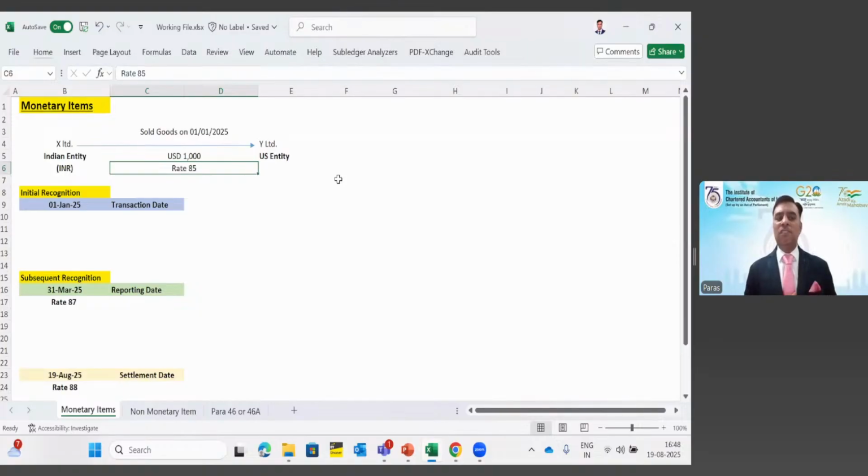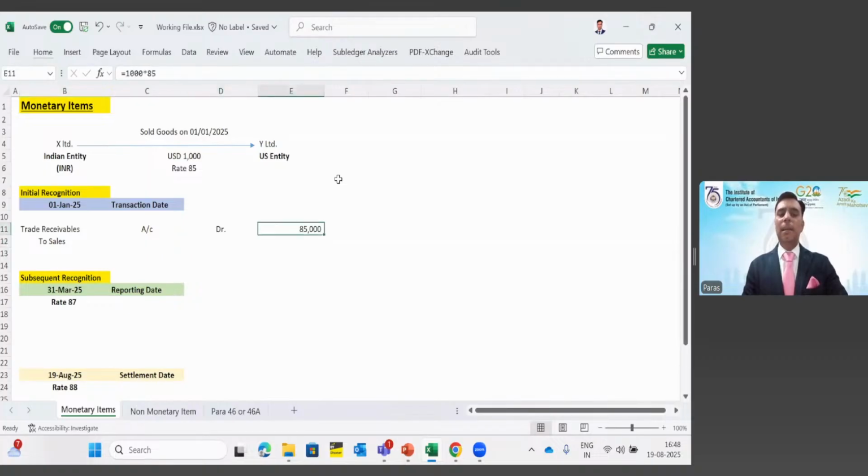Now we need to pass a journal entry in the books of X Limited. So how will we account for this initial recognition in the books of X Limited? We will record trade receivables account debit to sales, and what will be the value? 85,000 rupees. How has it been calculated? 1,000 multiplied by 85. 1,000 is the sale price and 85 is the spot rate on the date of transaction. So it comes to 85,000 rupees. This journal entry will be recorded by X Limited in its books of account.